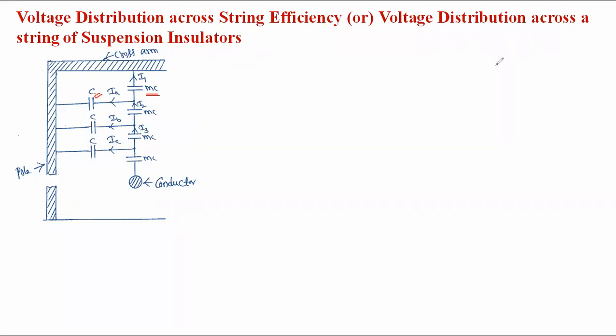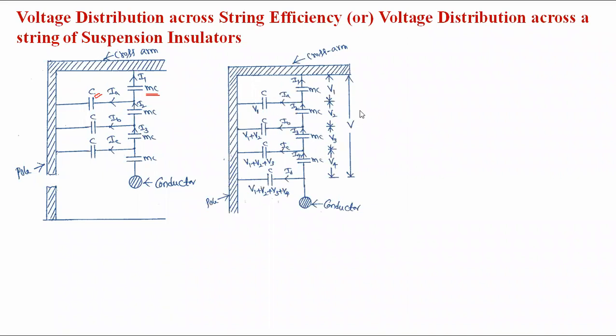Now let us consider the example of 4 discs connected in series. One end is connected to the conductor, and the other end is connected to the supporting structure, that is, the cross arm. In between the discs, the capacitance is the self or mutual capacitance, represented by MC, and from the supporting structure to the insulator, the capacitance is the shunt capacitance, represented by C.